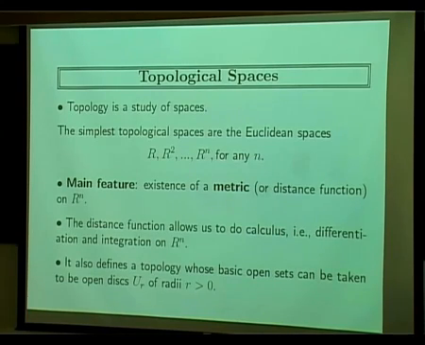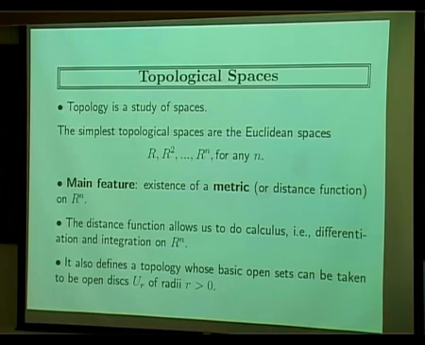We know intuitively that n is the dimension of your Euclidean spaces, and the main feature of these Euclidean spaces is the existence of a metric, which we know is just a distance function on your n-dimensional real space. What is the point in having this distance function? It basically enables us to do calculus. Calculus essentially means that you can differentiate and integrate functions on your Euclidean n-spaces.